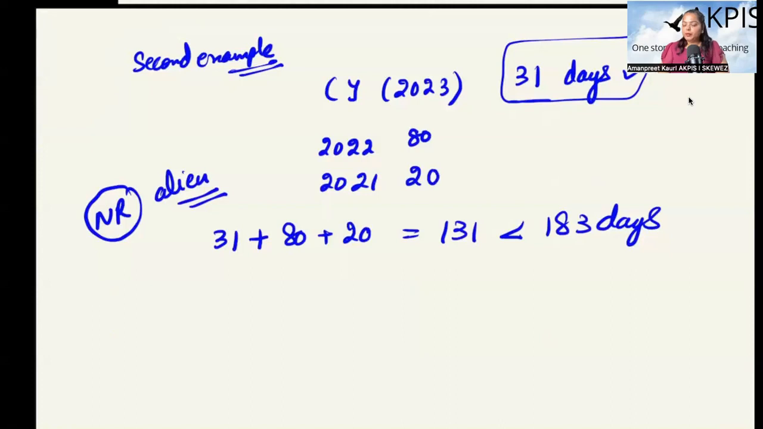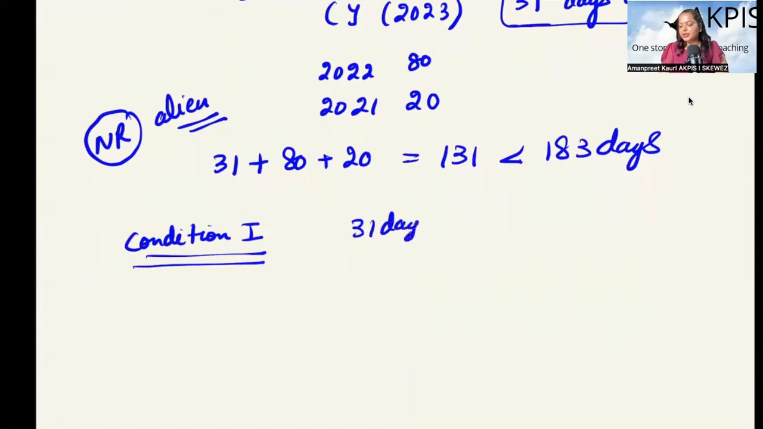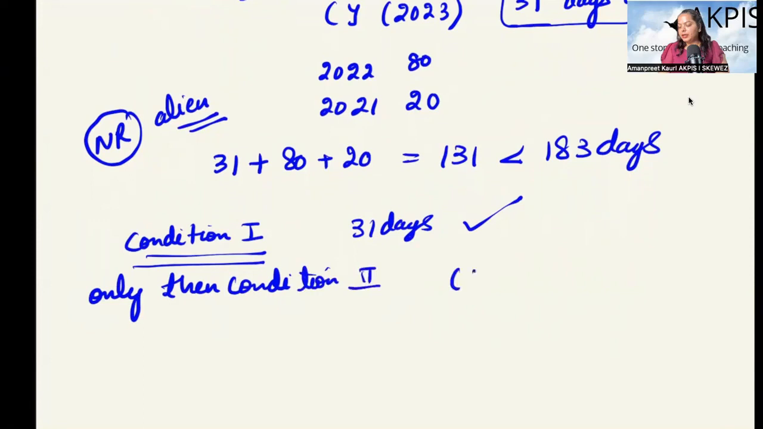So the point to be taken into consideration is: what was condition number 1? If he is there in the United States of America in the current year for at least 31 days, condition number 1 is satisfied, and only then condition number 2. Condition number 2 is what? Current year plus 2 previous years.